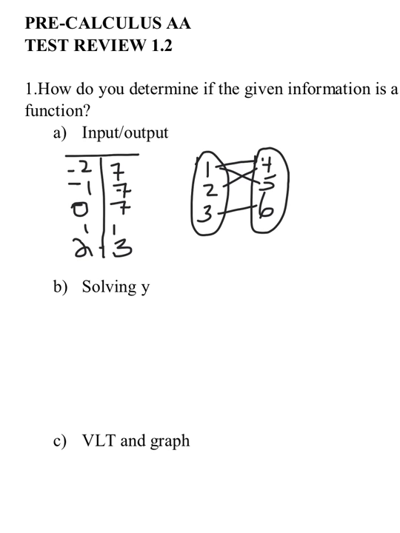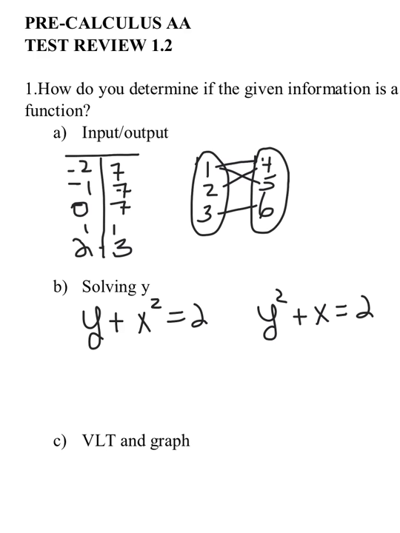For example, in this mapping that I've made, I have an x input of 1 that has two y outputs. This one has an output of 4 and an output of 5. If your x value has more than one y output, then it is not a function. So this one is an example of something that is not a function, and this is an example of something that is a function.